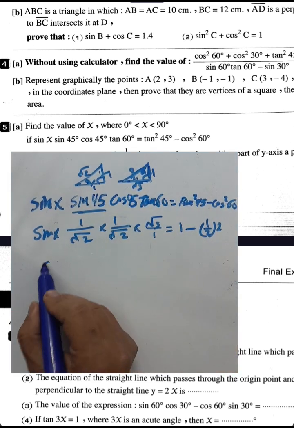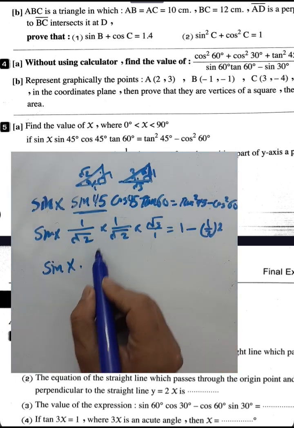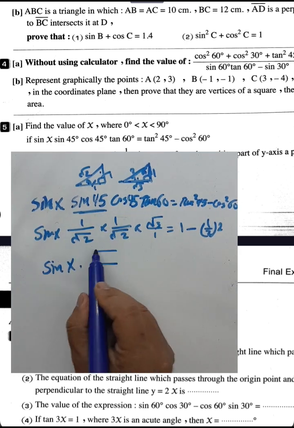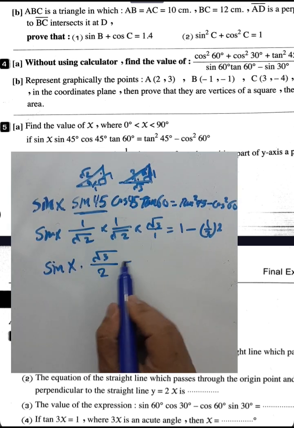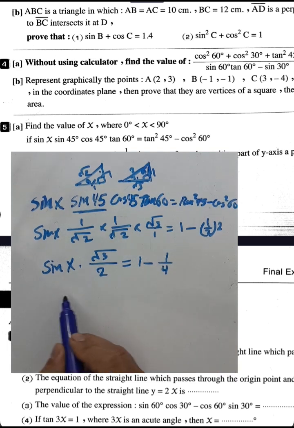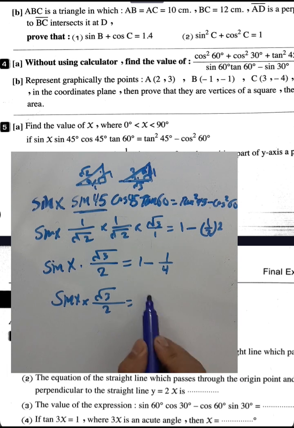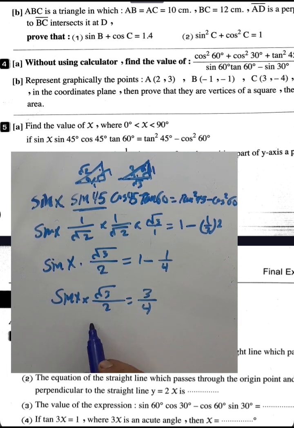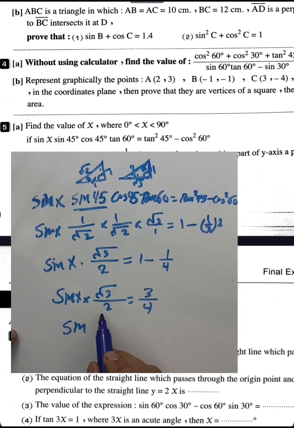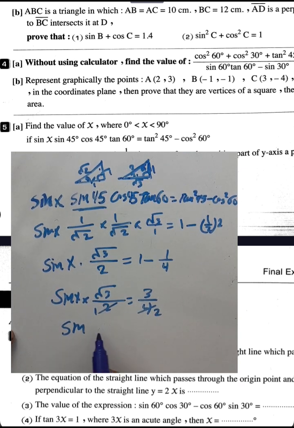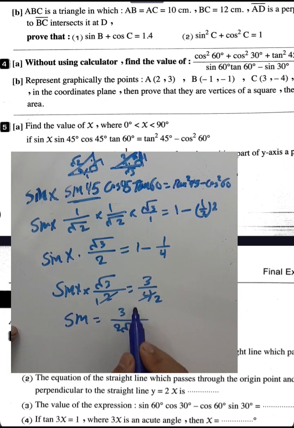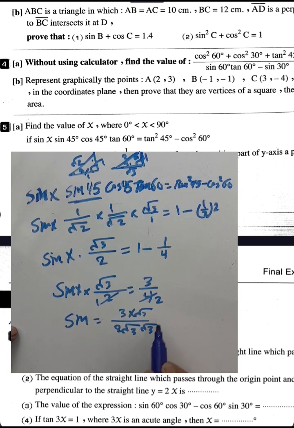Then sine x reduced by, it will be root 3, root 2 times root 2, equal to 1 subtract a fourth. Right, sine x reduced by root 3 over 2 equals 3 over 4. And then sine x equals, cancel, divided by 2 here. The result will be 3 over 2 root 3. Reduced by root 3 to simplest: root 3 times root 3 is 3, divided by 3 is 1. And the result will be root 3 over 2.